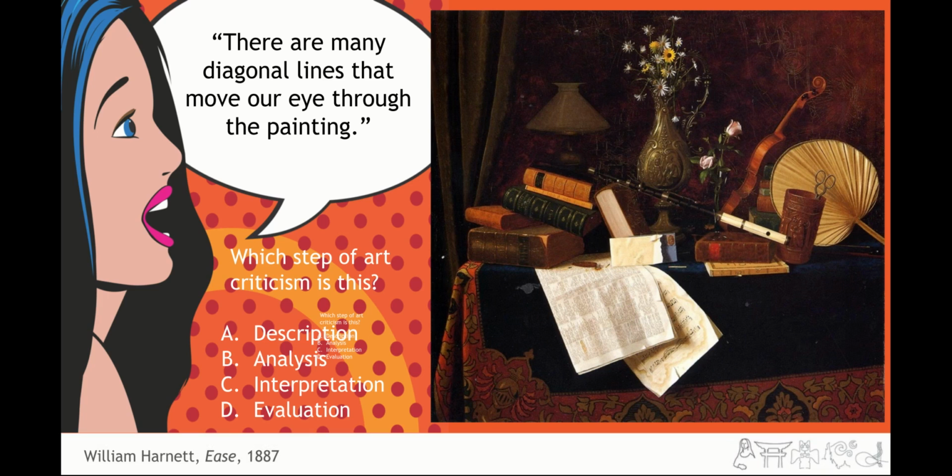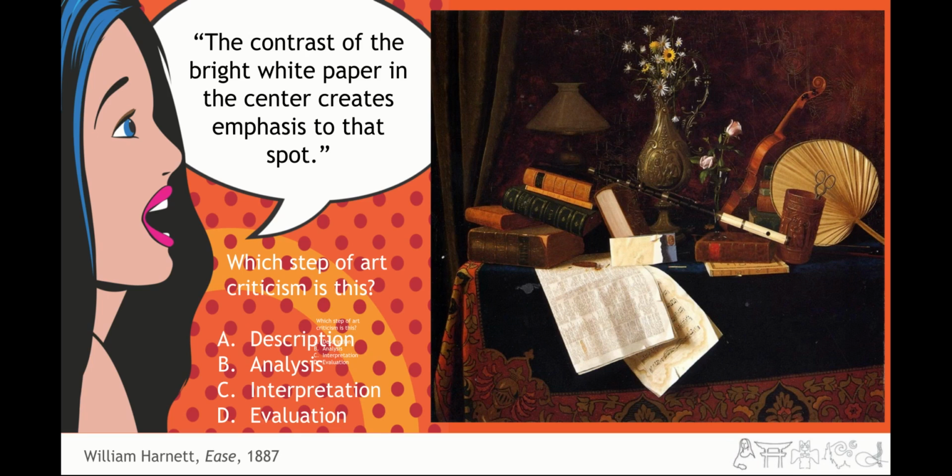Let's try this one. There are many diagonal lines that move our eye through the painting. Which step of art criticism is this? Description, analysis, interpretation, or evaluation? If you said analysis, you are correct. Here we're talking about the elements and principles that we see the artist using in this artwork.